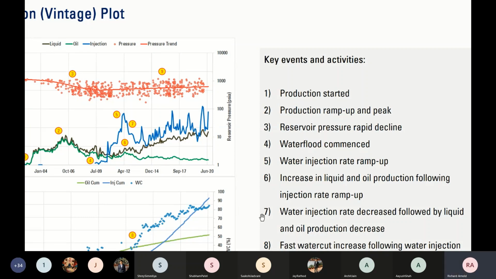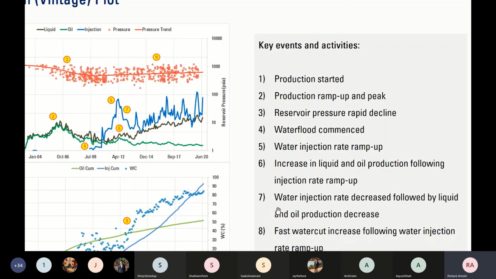Now at number 7, we see in the history that the water injection rate decreases, which was followed by a decrease in liquid and oil production as well. The black line is the liquid production, and the green line is the oil production. So again, it is a positive response. If you increase your injection, production will increase. If you decrease your injection, production will also decrease.